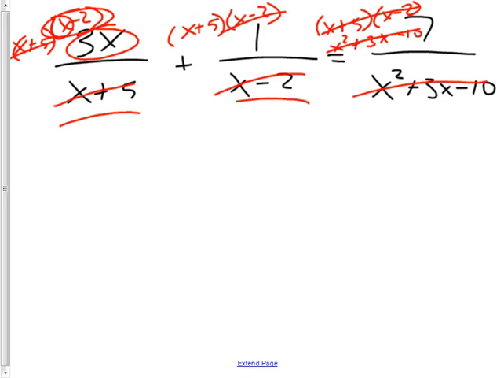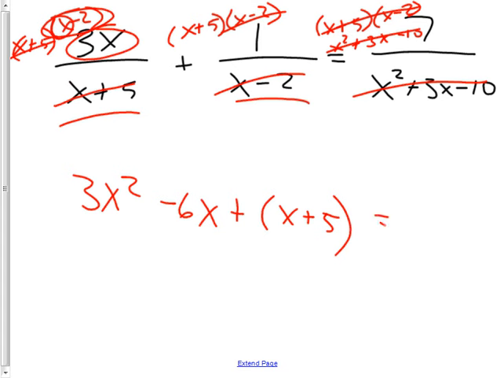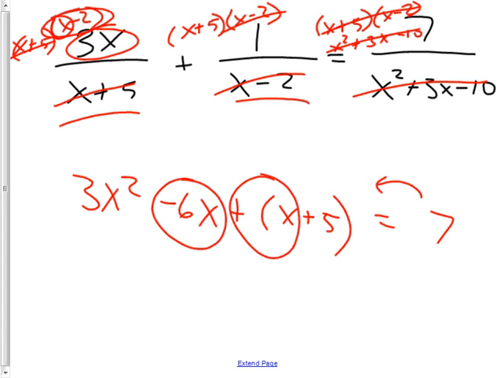3x times the x makes 3x squared. 3x times the negative 2 makes minus 6x. 1 times the x plus 5 just makes x plus 5. Equals. And everything canceled over there, so it's just a 7. Well, that's not that bad. And from there, I'm going to probably just move the 7 over to this side and simplify some stuff. Do you get that the negative 6x and the positive x can go together and make negative 5x? So I'm going to have 3x squared minus 5x. And then this 7, when it comes over, is going to be negative 7. Negative 7 plus the 5 makes negative 2.